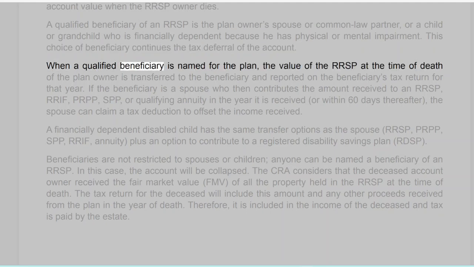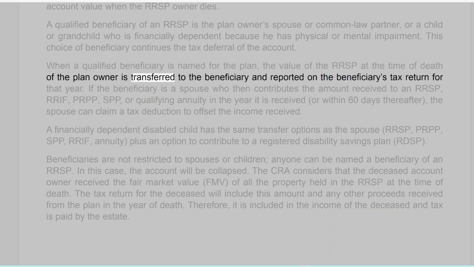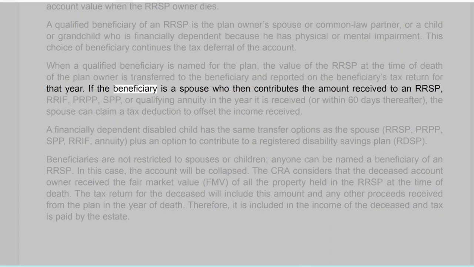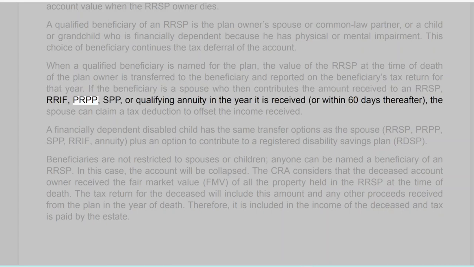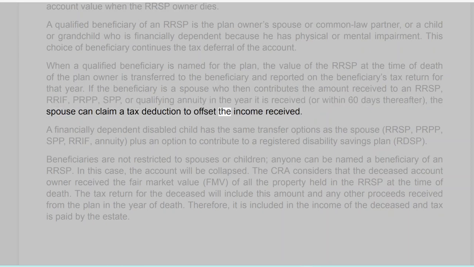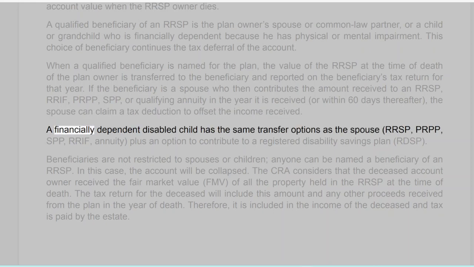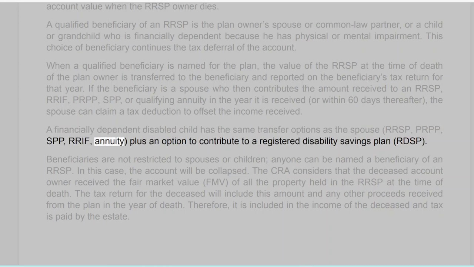When a qualified beneficiary is named for the plan, the value of the RRSP at the time of death of the plan owner is transferred to the beneficiary and reported on the beneficiary's tax return for that year. If the beneficiary is a spouse who then contributes the amount received to an RRSP, RRIF, PRPP, SPP, or qualifying annuity in the year it is received, or within 60 days thereafter, the spouse can claim a tax deduction to offset the income received. A financially dependent disabled child has the same transfer options as the spouse: RRSP, PRPP, SPP, RRIF, annuity, plus an option to contribute to a registered disability savings plan, RDSP.